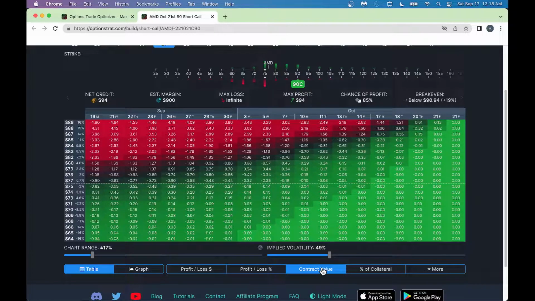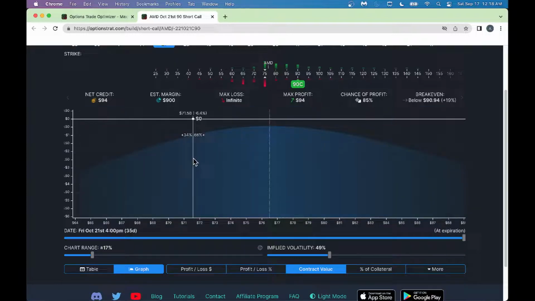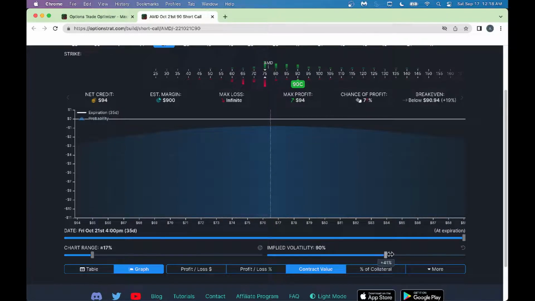You can see how your contract, the amount that you paid, changes over the period of time, and percent of collateral, and so on and so forth. You can also see as implied volatility increases. If I go back to graph here, I love graph here. If you go back to graph, you can see how as implied volatility changes, what happens to your amount. Look, as implied volatility changes, you can see what happens here.